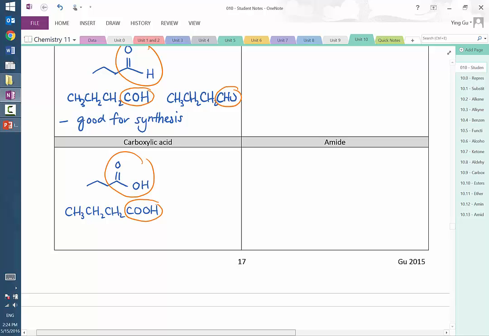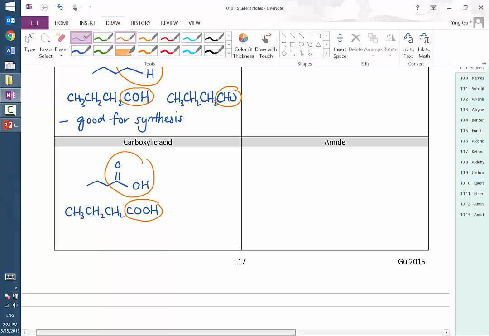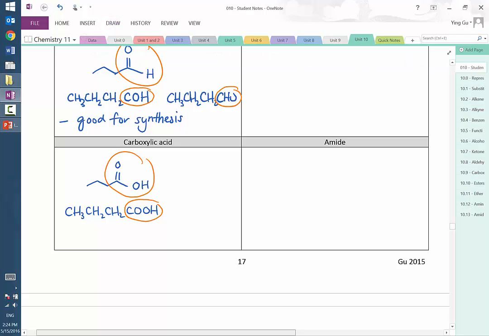Hey, that was familiar. COOH. Remember everyone's favorite molecule, CaCHO? Well, now you know what CaCHO looks like at the very, very end.